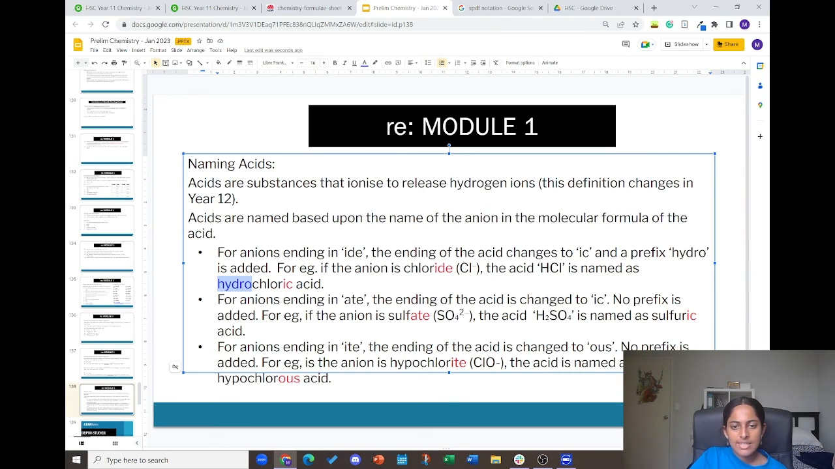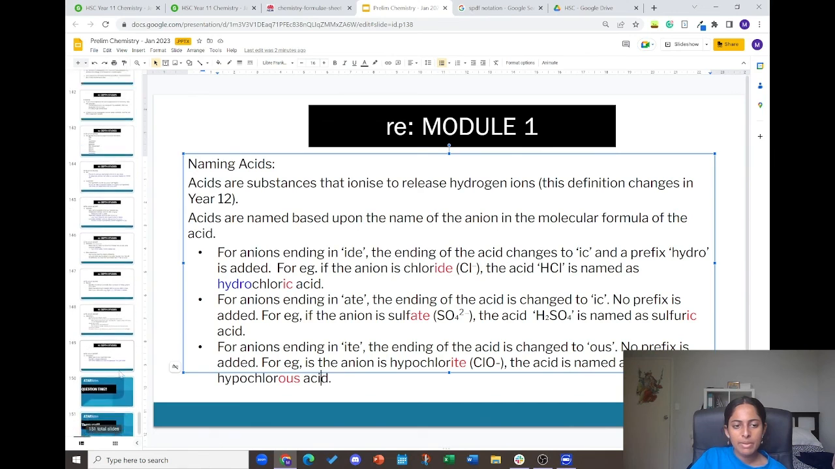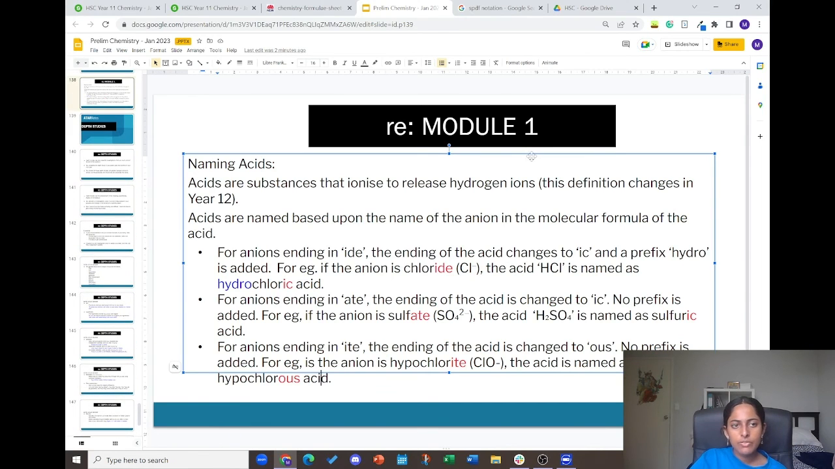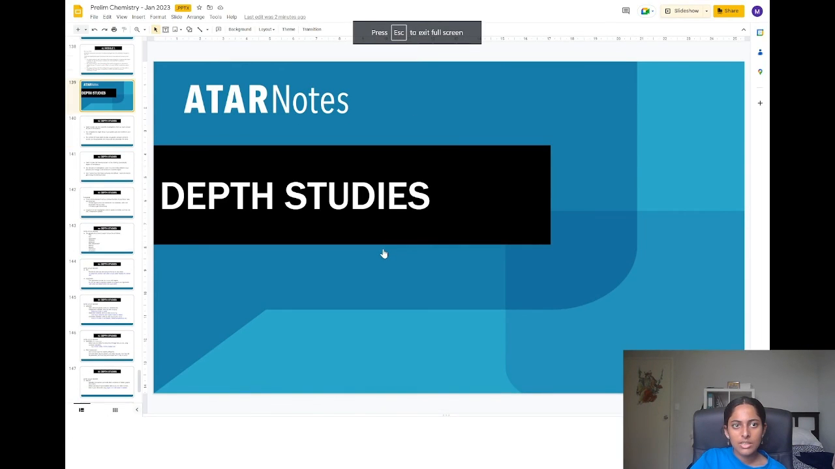For anions that end in ATE, it pretty much changes itself to IC, and it becomes sulfuric acid. For anions that end in ITE, such as hypochlorite, the ITE changes to OUS and it becomes hypochlorous acid. Hopefully that makes sense. Let's move on to questions.